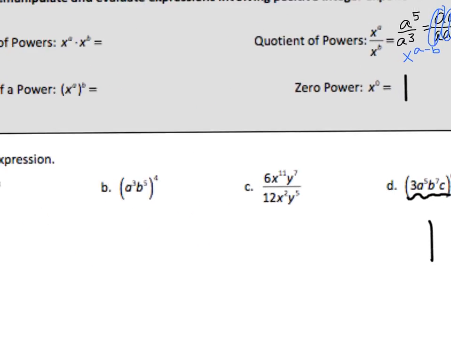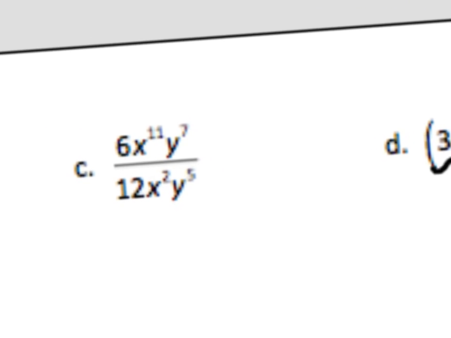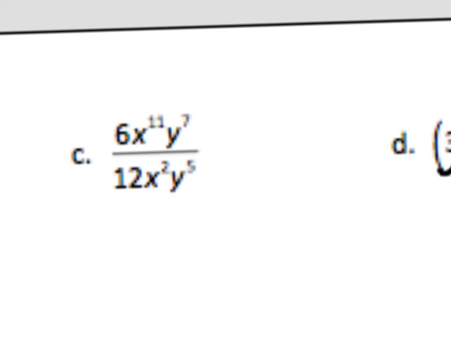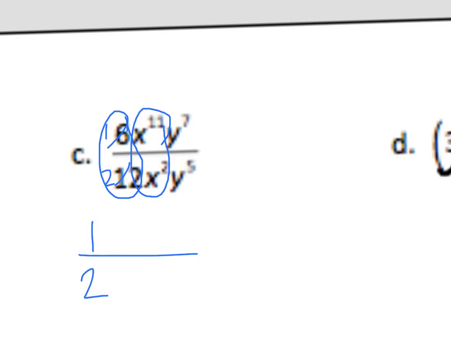Okay, so if we look at, let's say, example C, we're kind of working backwards here. So what we want to do is we see numbers 6 over 12. That reduces to 1 over 2. So far I have 1 and 2. Okay, now I have x to the 11th and x to the second. Now you don't have to write this out every time. I think it's helpful, especially in the beginning too, so you can remember the rules.